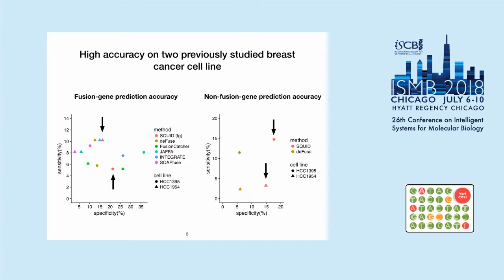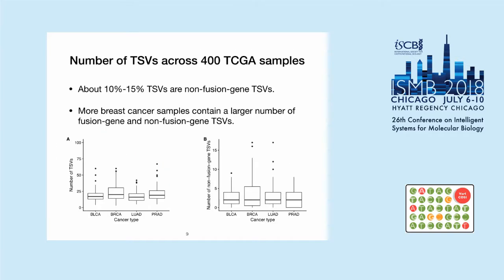It's very likely that when deFuse designed their algorithm, they didn't pay attention to non-fusion genes, but we designed our method with the notion that non-fusion gene TSVs exist, and we would like to detect them.